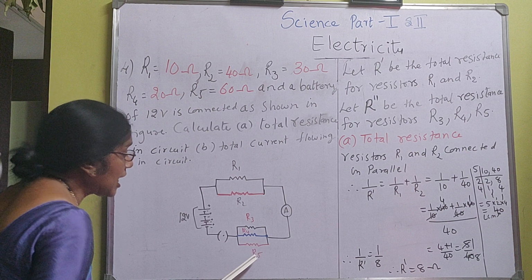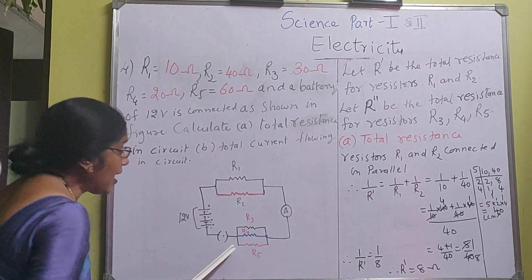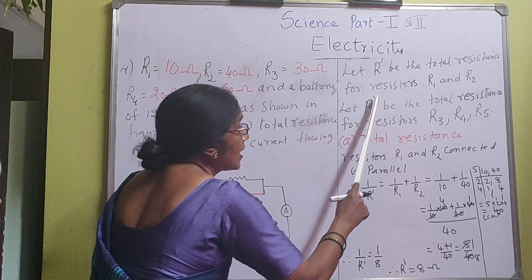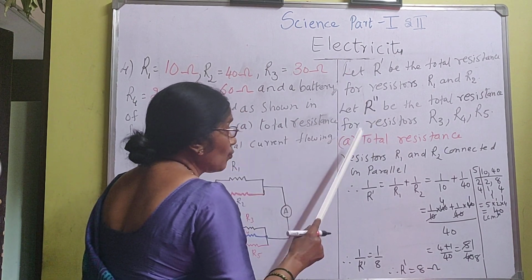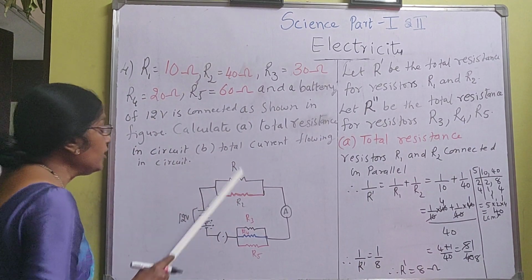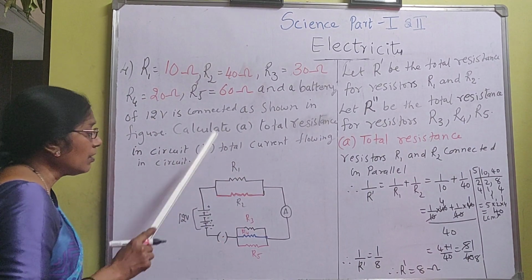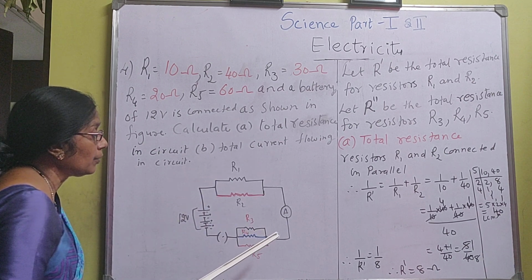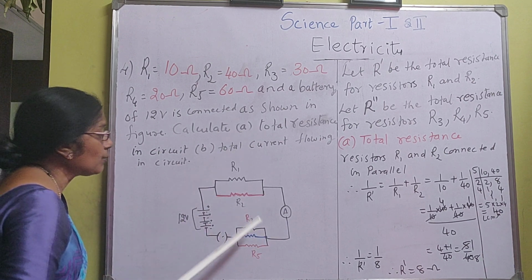R3, R4 and R5 is connected in parallel. Let its total resistance be R double dash. So let us find out what is first the total resistance. I told you when the combination is in parallel, the total resistance can be found out by 1 by Rp is equal to 1 by R1 plus 1 by R2.